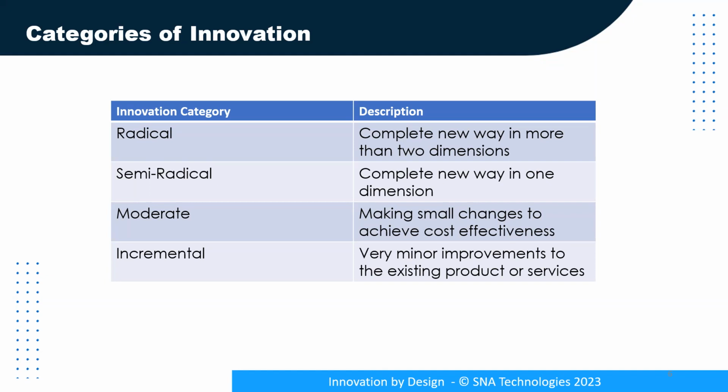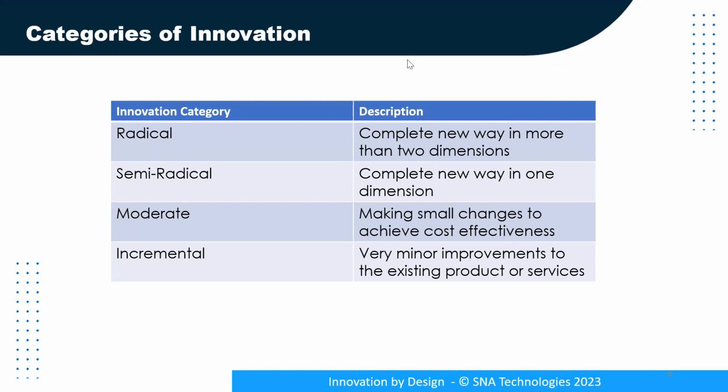And if you are making very minor changes here and there, so not much, but you are achieving some cost efficiency or whatnot, then I would call that a moderate innovation. And if you are making just small, minor, incremental improvements to your process or product or any one of those dimensions, then I would say it's more of an incremental innovation. So these are the 4 broad categories of innovation that you can think of. That's what I would like to categorize.